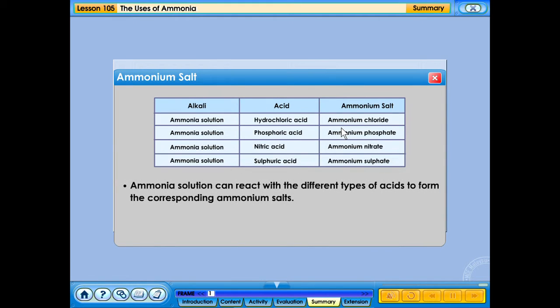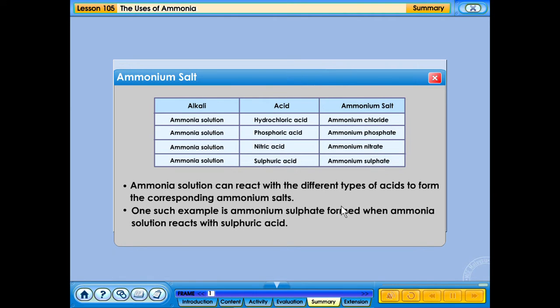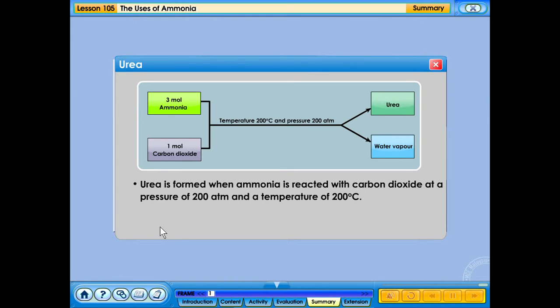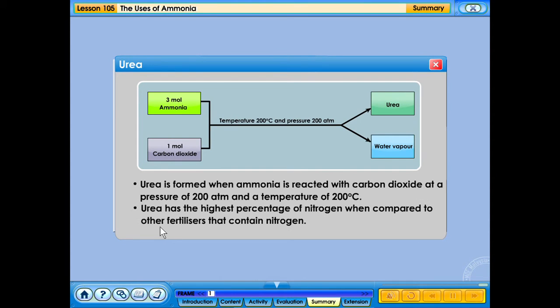Ammonia solution can react with the different types of acids to form the corresponding ammonium salts. One such example is ammonium sulfate formed when ammonia solution reacts with sulfuric acid. All ammonium salts are very soluble and can be used as fertilizers. Urea is formed when ammonia is reacted with carbon dioxide at a pressure of 200 atmospheres and temperature of 200 degrees Celsius. Urea has the highest percentage of nitrogen when compared to other fertilizers that contain nitrogen.